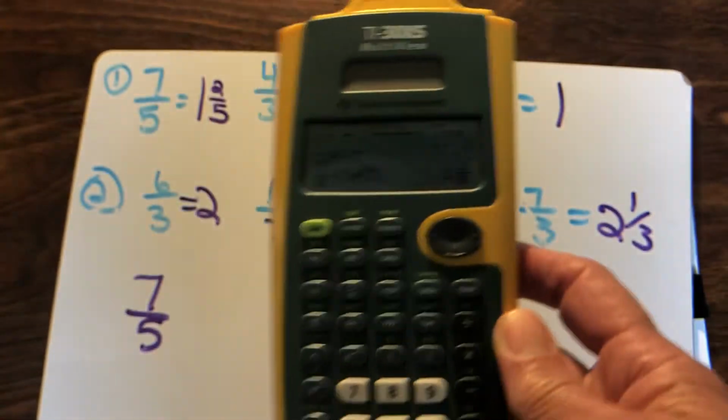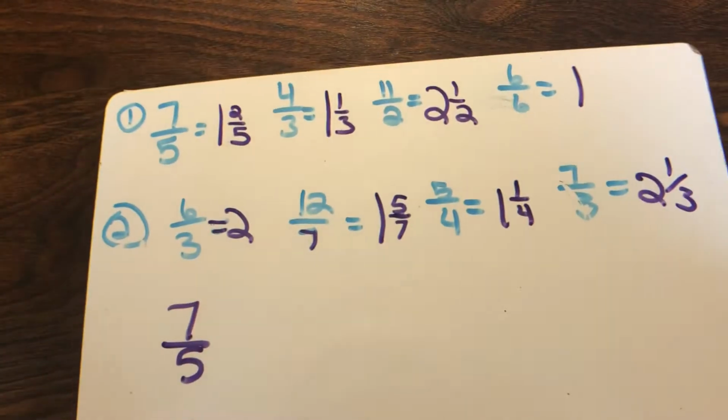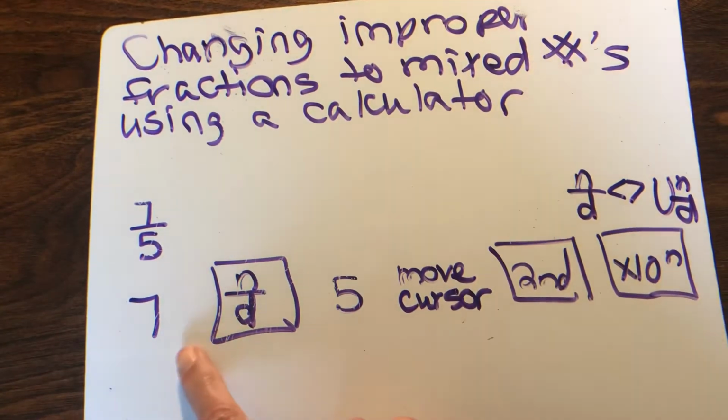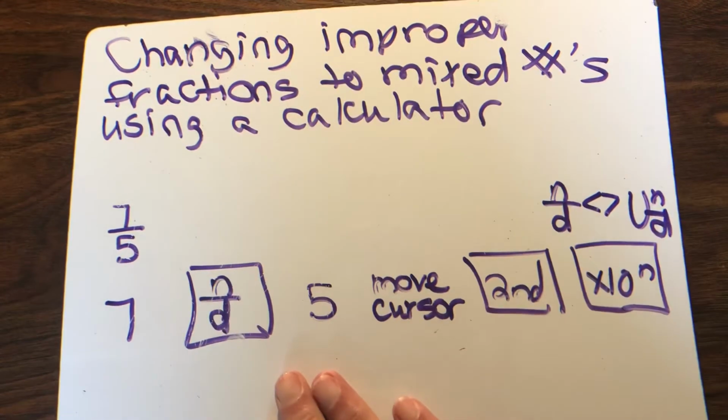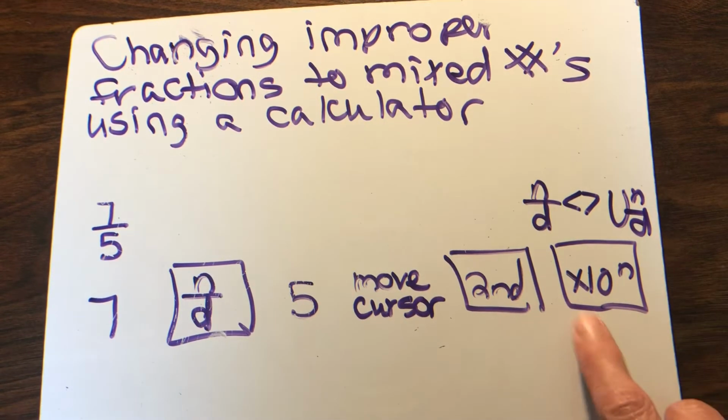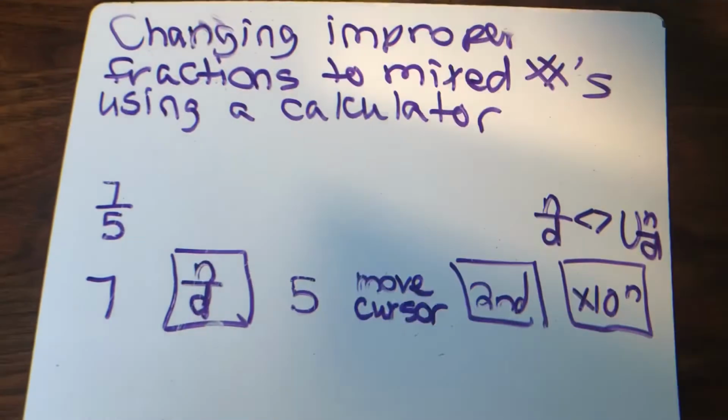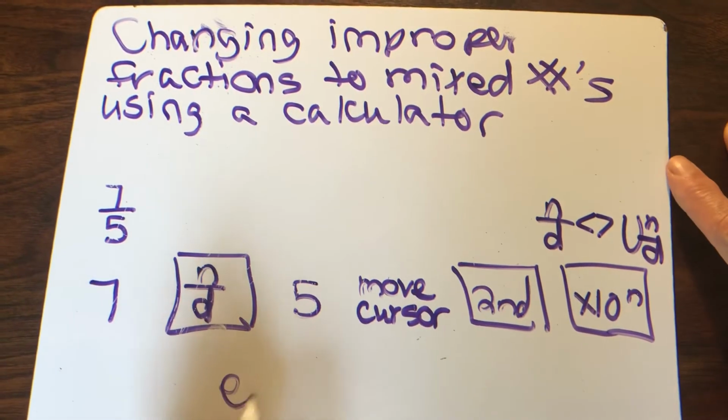So to do these, we are going to put the 7, hit the N over D button, that's the fraction button. Enter the 5, move your cursor to the right, hit the second key, and then times 10 to the n. Then you have to press enter. I didn't write it on here. Press enter to get your final answer.